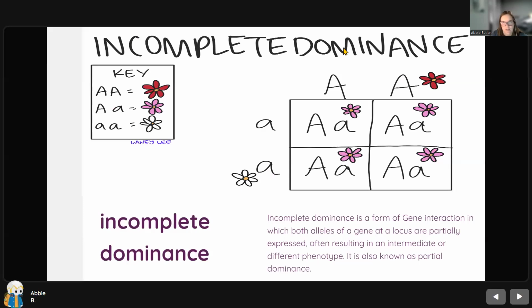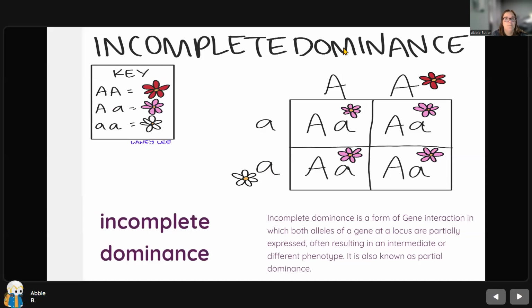Incomplete dominance is defined as a form of gene interaction in which both alleles of a gene at a locus are partially expressed, often resulting in an intermediate or a different phenotype altogether. That is also known as partial dominance. You can use big A, big A, big A, little a, and little a, little a. Sometimes you'll see that actually use two different letters to code for this.